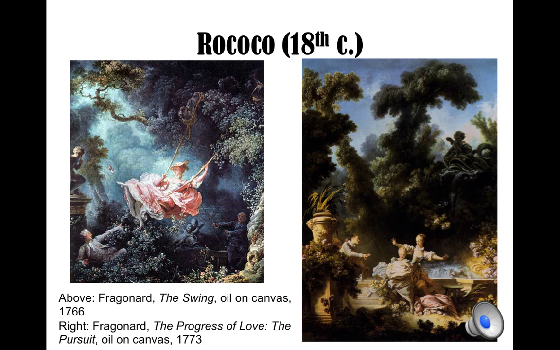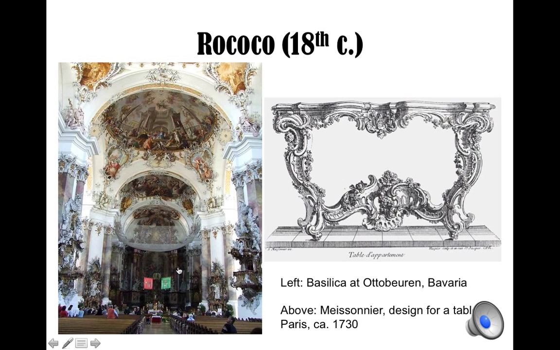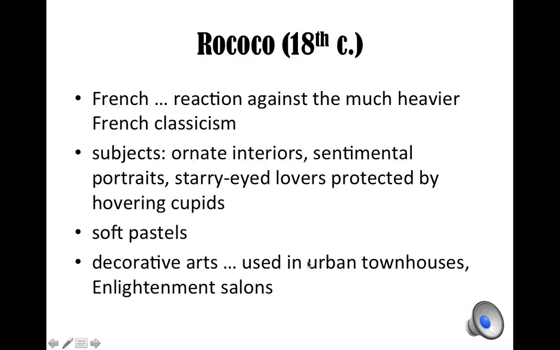Rococo, light and fluffy. Fragonard's The Swing is definitely a great example. We looked at this in class. And this is a basilica in Bavaria. And this is architecture of a table. Rococo is a reaction against the much heavier French classicism. Ornate, sentimental, starry-eyed lovers, soft pastels, decorative arts.